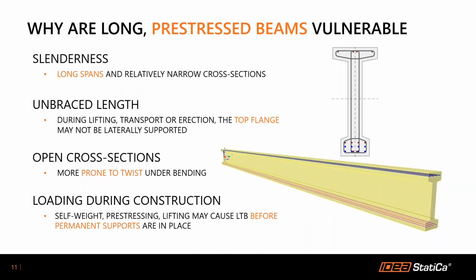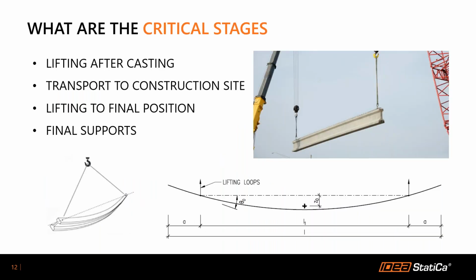And why are long prestressed beams especially vulnerable? One thing is their slenderness. They usually have long spans and relatively narrow cross-sections. They have long unbraced lengths. During lifting, transport, and erection, the top flange of the beam may not be laterally supported. They tend to have open cross-sections, which are much more prone to twist under bending. The loading during construction, such as self-weight, pre-stressing, and lifting, may cause LTB to happen before permanent supports are in place. So what are the critical stages that we are talking about?